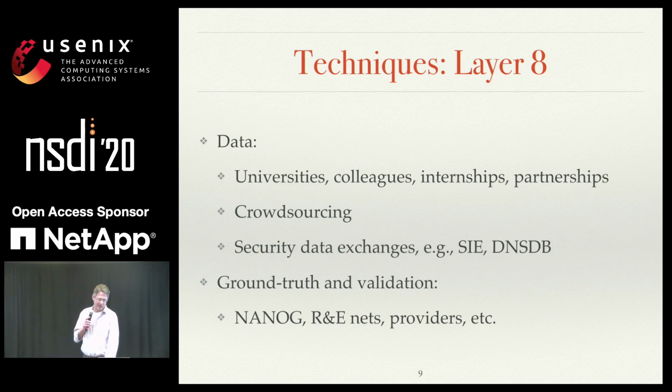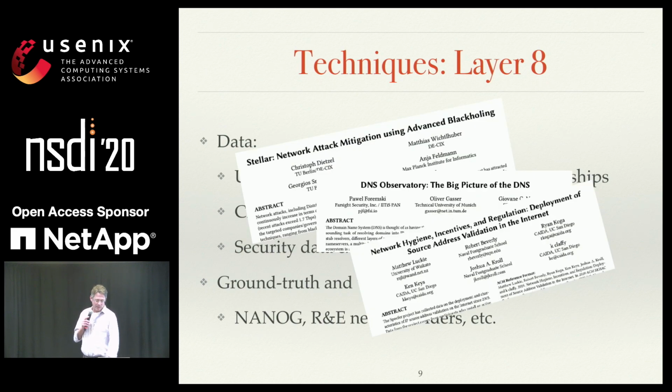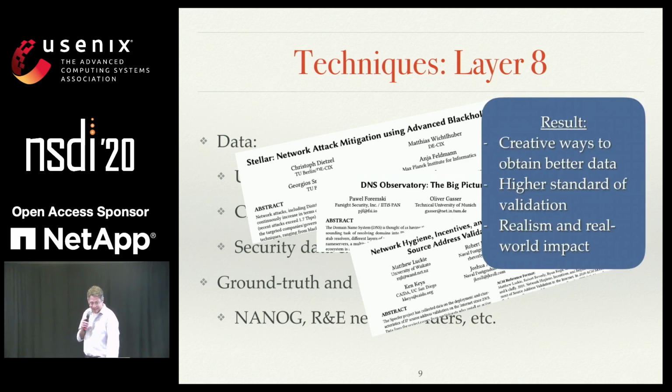You can also get ground truth and validation from research and engineering networks and other places or relationships with providers. And there's been a bunch of papers, again, using these sort of layer 8 techniques to get insights. And the result is that we've had to sort of come up with creative ways to obtain better data, but our standards of validation have been raised, and the realism and real-world impact has also been raised as a result of trying to pay attention to this layer 8.